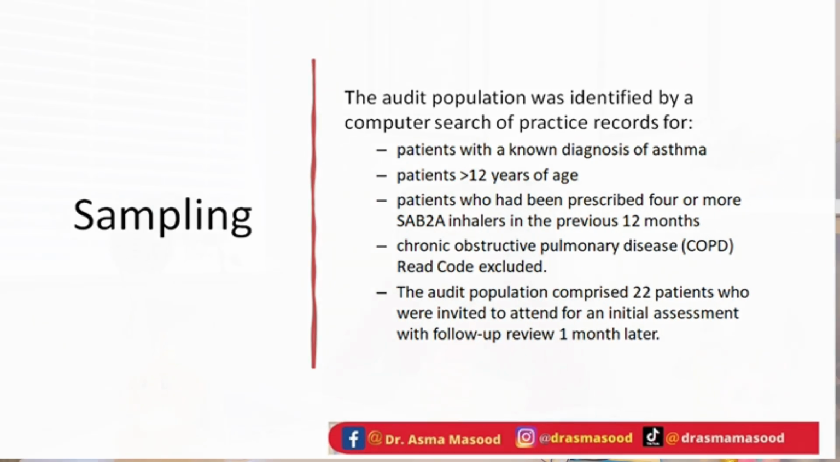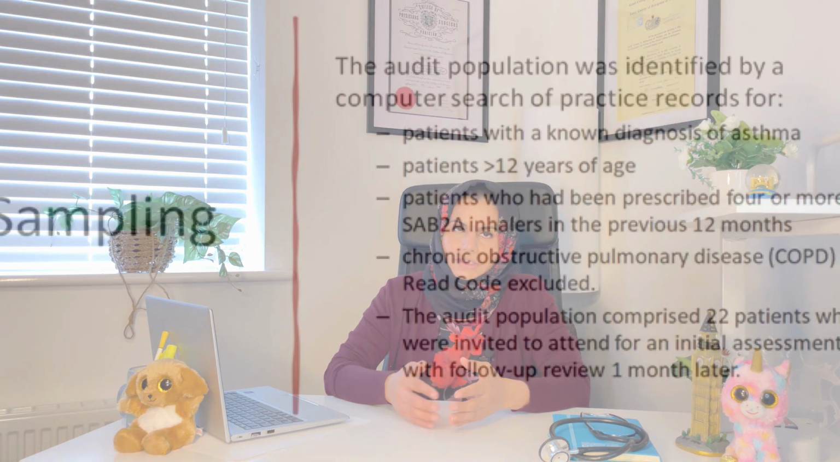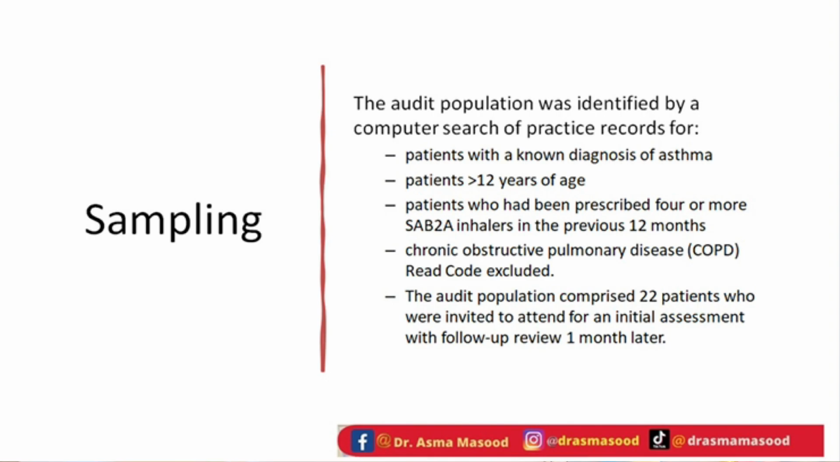Sampling is very important, so you have to be very sure of what people you're sampling, whether they are their age limits, their other comorbidities, and their diagnosis or their diagnostic workup. So you have to clearly write what patient cohort you are studying.